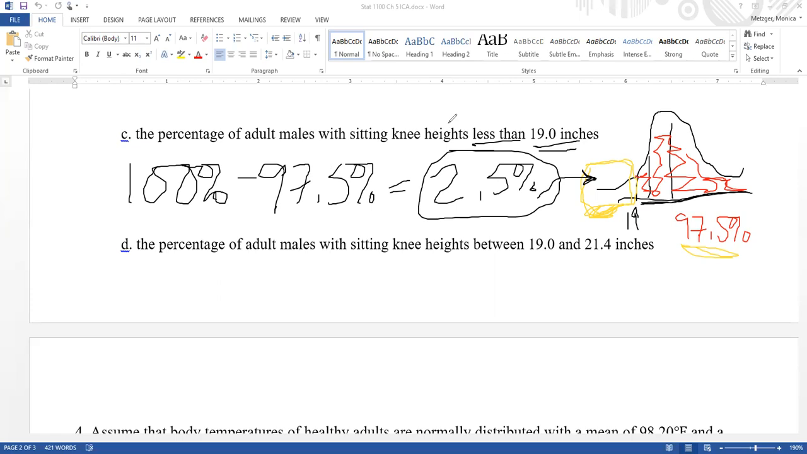And we can visualize that from the curve too, right? It does make sense. We have a very, very small piece of our data to the left of 19, and we have most of the data under the curve greater than 19. So these values make sense.